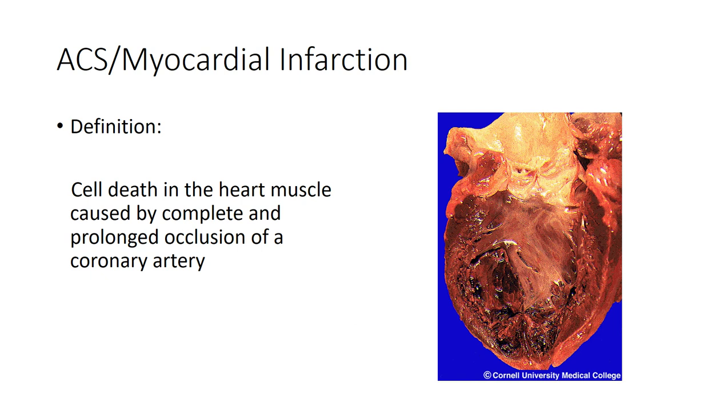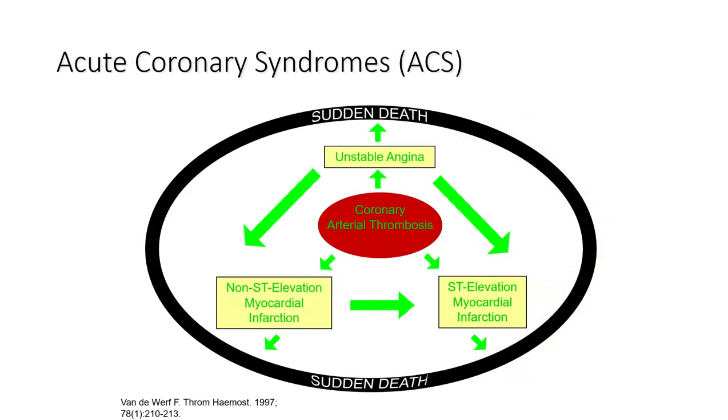Okay. Next, we'll dive into acute coronary syndrome and myocardial infarction and the differences between those two. Okay, and what's going on after someone develops just ischemia. So myocardial infarction is cell death in the heart muscle, caused by either prolonged or complete occlusion of the coronary artery. We have two general variants of MIs.